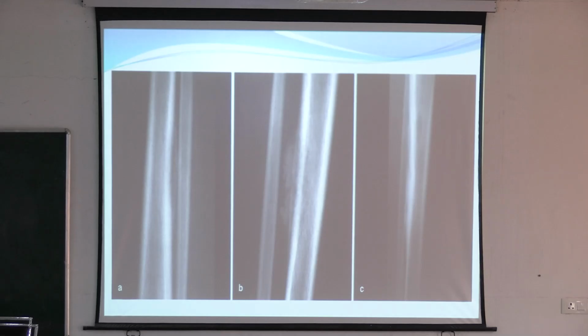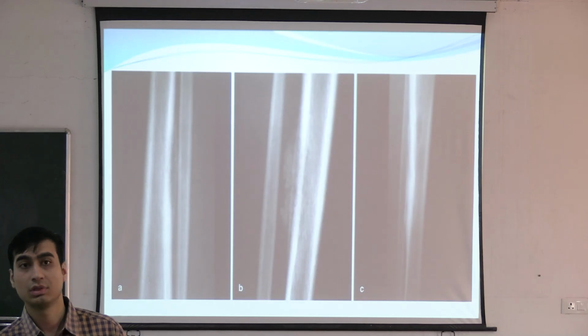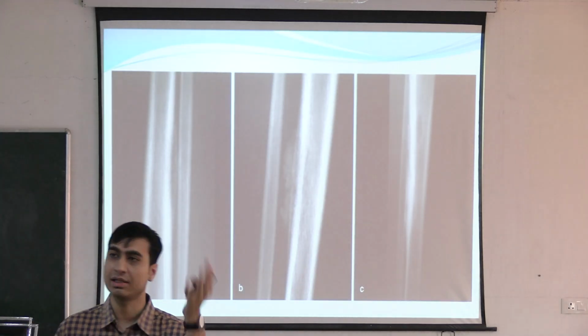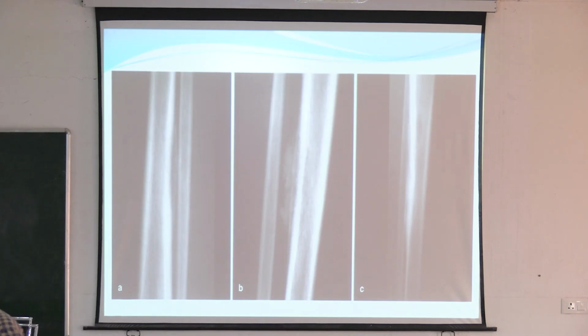So this is what he was telling, Codman triangle. What is a Codman triangle? See, again, you are not understanding. You should not learn something by heart. You should understand why it is happening. A Codman triangle is a periosteal reaction. That is the first thing you should understand.